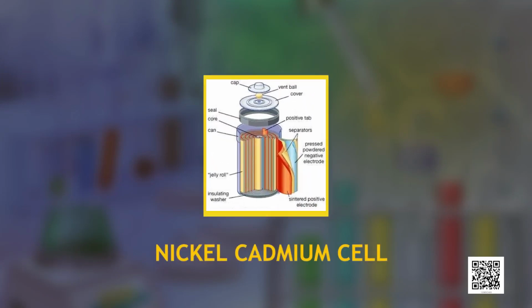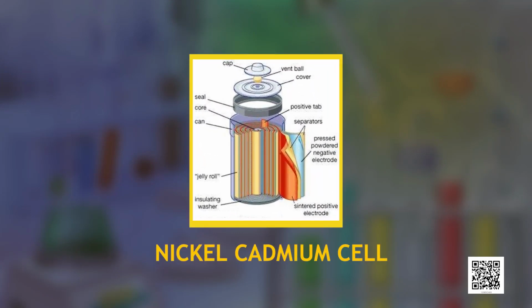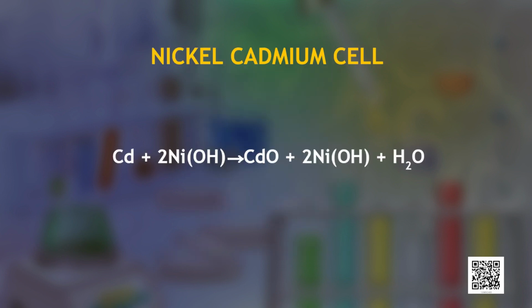Another important secondary cell is the nickel-cadmium cell, which has longer life than the lead storage cell, but is more expensive to manufacture. The overall reaction during the discharge of the cell is cadmium reacting with nickel hydroxide to form cadmium oxide, nickel hydroxide and water.